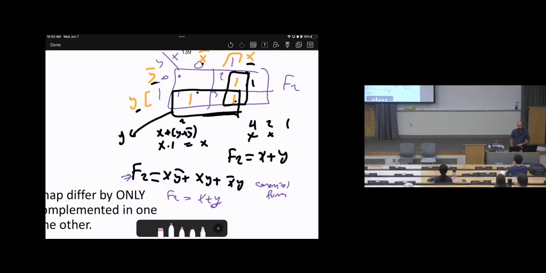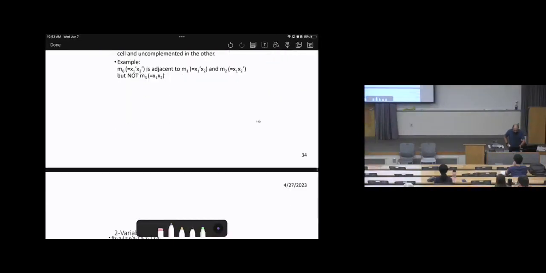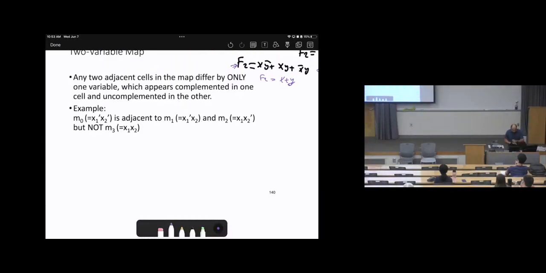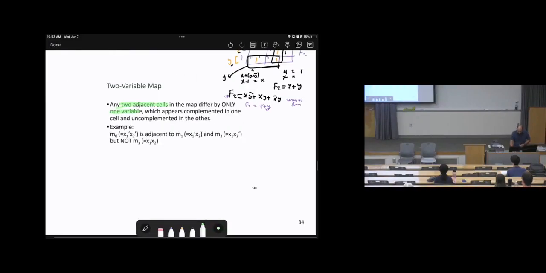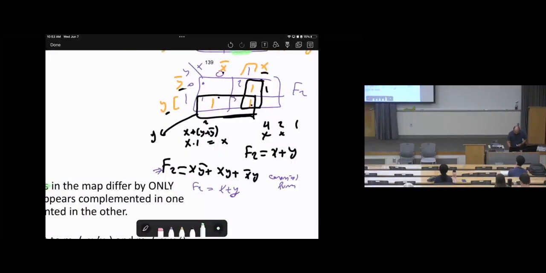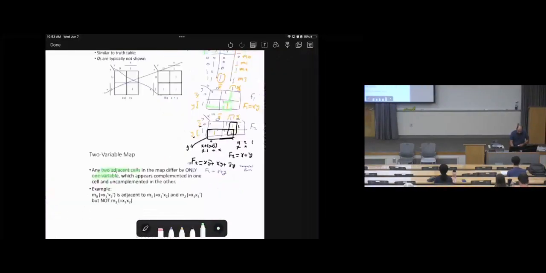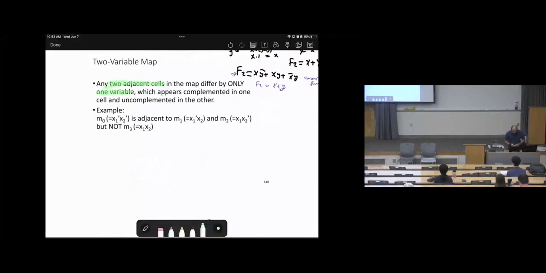Okay, any question? Okay. So for the 2 variable maps, in summary, you need to look for 2 adjacent cells, or maybe 4 if required. Any 2 adjacent cells for 2 variable maps will include 1 variable, like what we did here. It will include 1 variable, which appears as shown here.